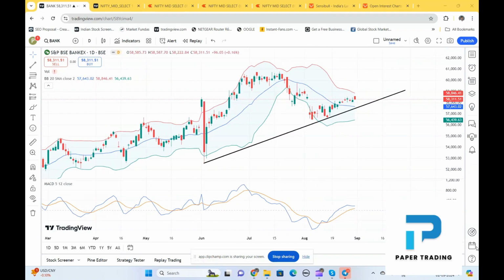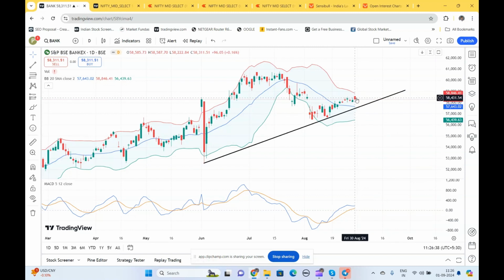So if you look at this, there's a fall here because it went almost close to the top of the Bollinger Band, and it has a tendency to come near the average. If it falls down, it will touch the lower band. If it touches and goes above, it stays above this Bollinger Band.